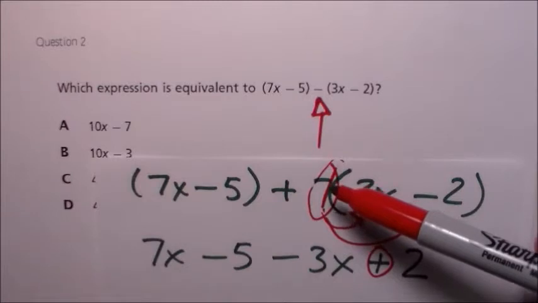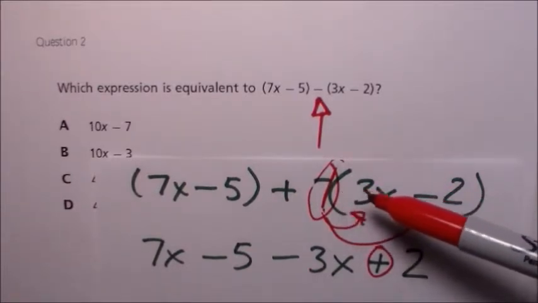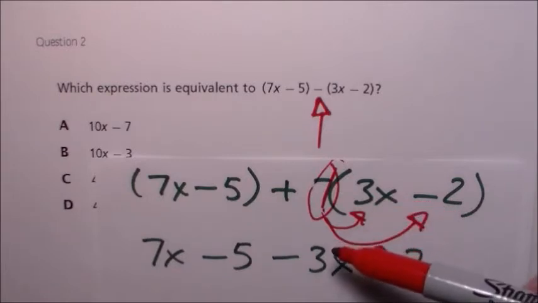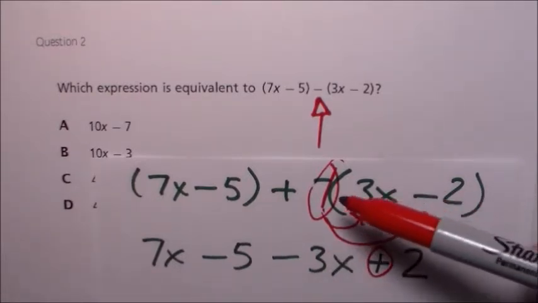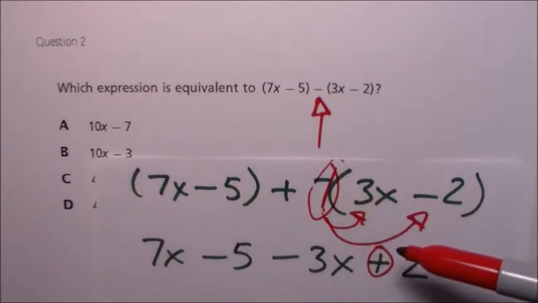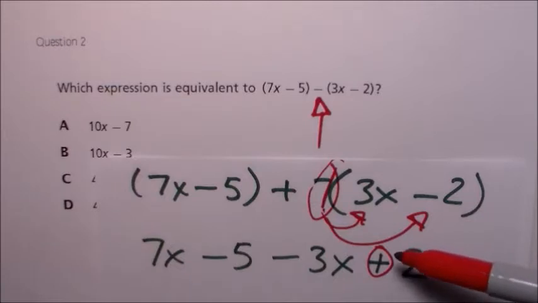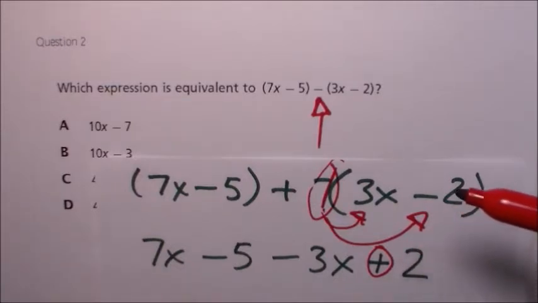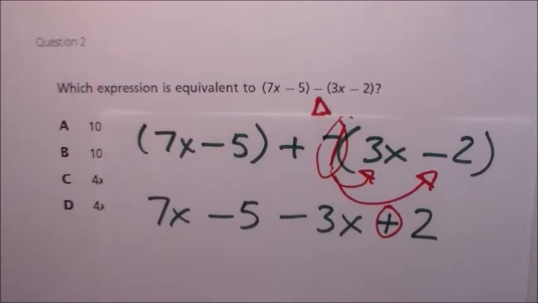It's like multiplying this whole expression by a -1. So 3x becomes -3x, and -2, because negative times a negative is a positive, becomes plus 2. Okay. Once we do the hard part, the easy part is easier.